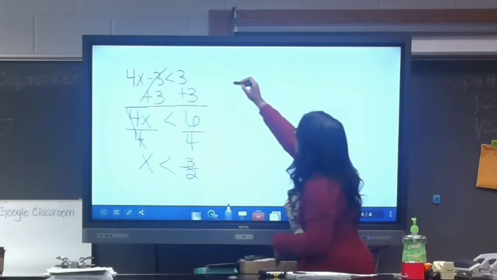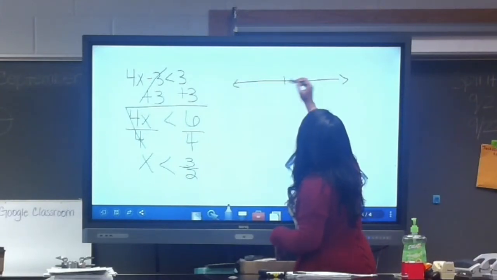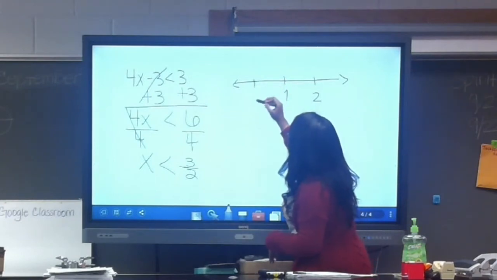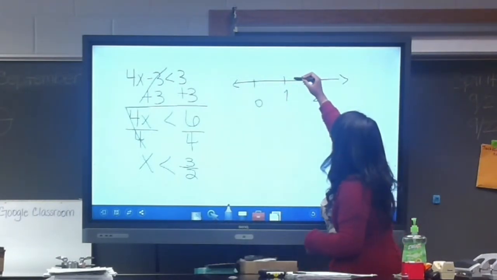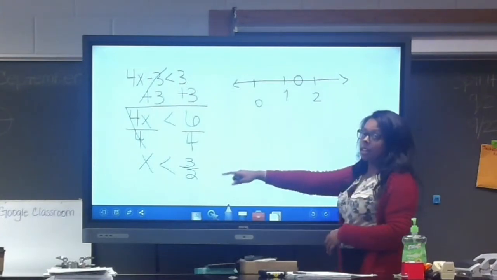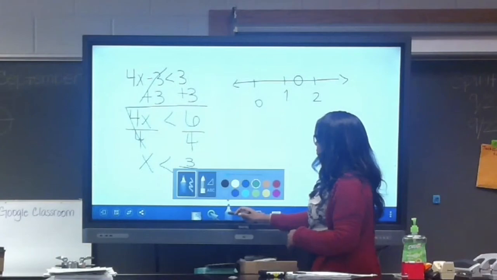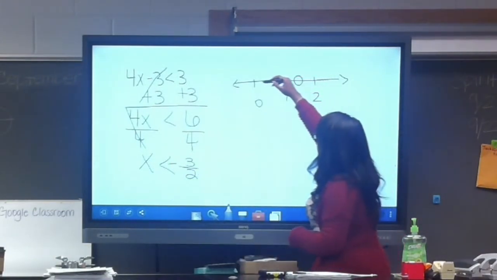Now, again with our number line, 3 halves can be found between positive 1 and positive 2. So we'll just make an arbitrary circle for now. Open circle because x is strictly less than 3 halves. Again, look at the symbol as an arrow. It will shade to the left.